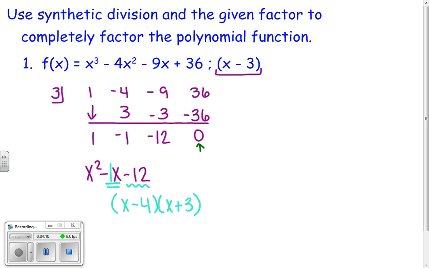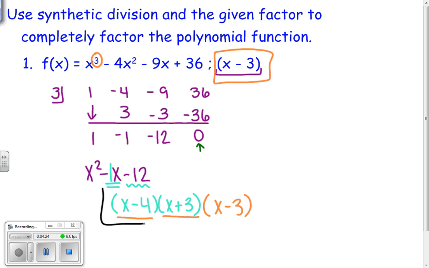And because this degree right here was a 3, I should have 3 factors, but I only have 2. The third one is actually given to you every time. So the third one I usually just tack right on the end as part of my answer. So I factored that polynomial completely.